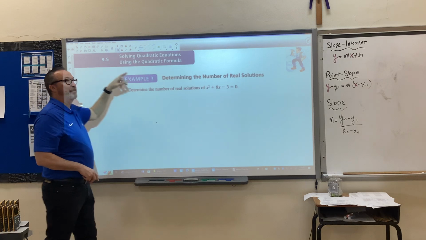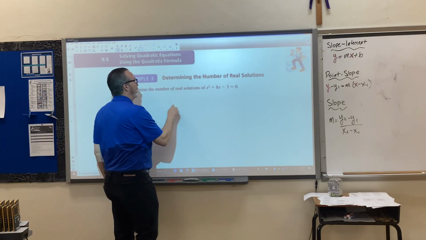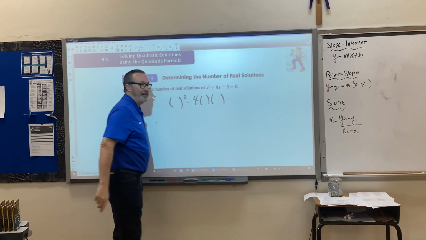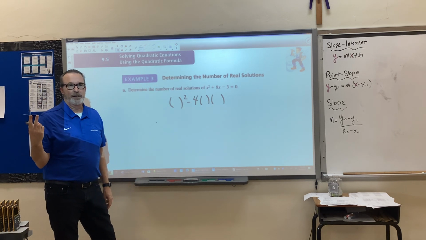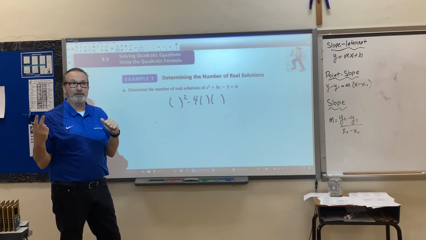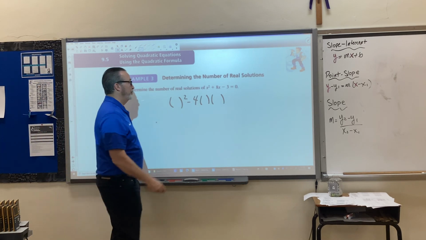So if you have to determine the number of real solutions, you just plug it into b squared minus 4ac. If you get a positive, there are 2 real solutions. If you get a negative, there are 0 real solutions. And if you get 0, there's 1 real solution.